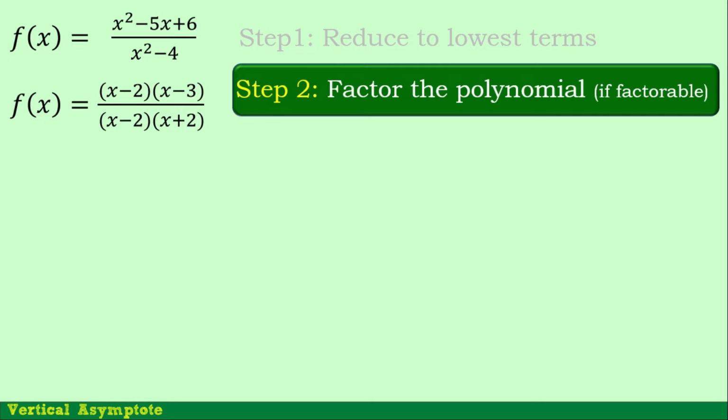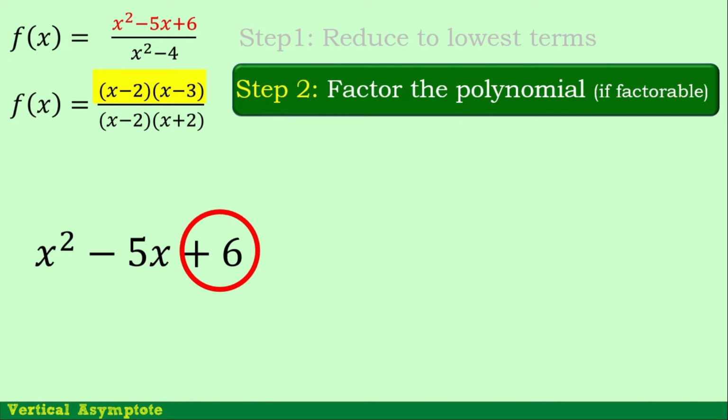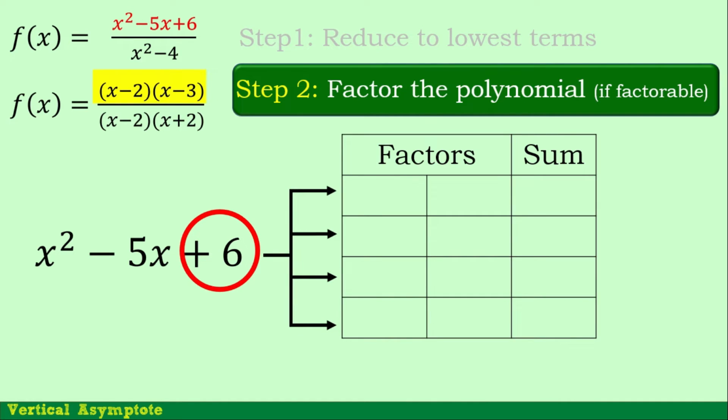Now, how did we come up with that? Let's focus first on the numerator. We have x squared minus 5x plus 6. This trinomial can be factored. So let's review how. Let's look at the last term, which is positive 6, and jot down all the factors of positive 6 in a table, where the first and second columns are for the factors, and the last column will be the sum of the factors. So what are the factors of positive 6?